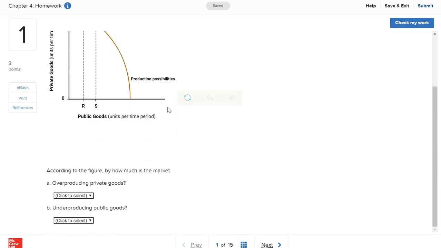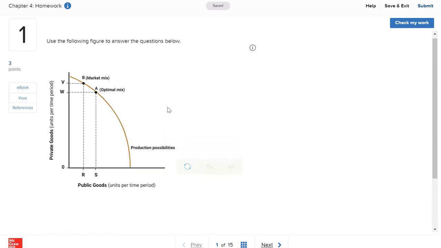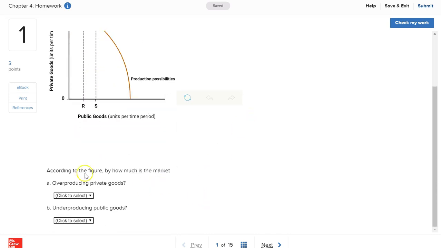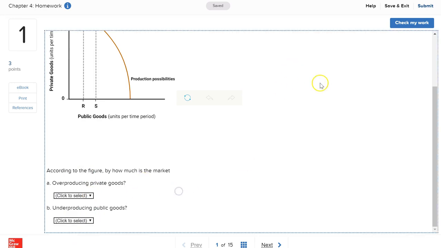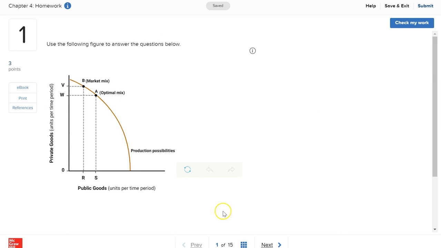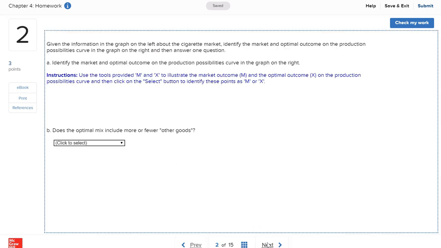So this one just asks you to recognize which one is being overproduced at the market mix relative to the optimal mix, and which one's being underproduced. You should be able to see that pretty easily, and you're asked to put it in terms of the letter range that you can see there. So that one should be, I hope, pretty manageable.